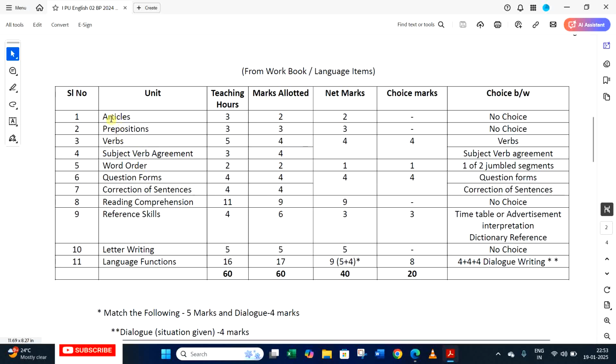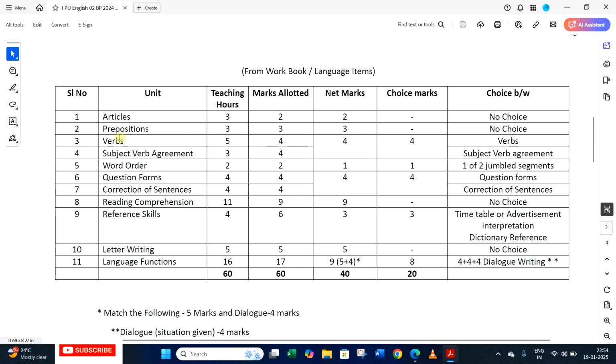Let's see the very first unit, that is articles. Articles, marks allotted 2 marks, right? So no choice, it's a compulsory question. So it is a 2 mark question. Then next we have preposition. Again 3 marks are allotted. Again here we don't have any kind of choice, so it is also a compulsory question.